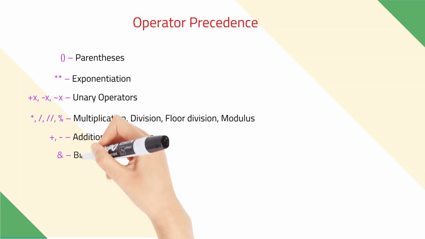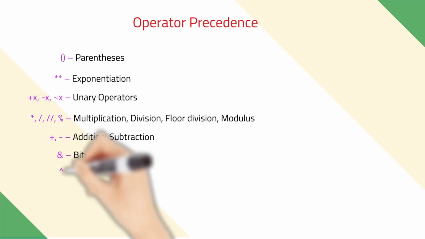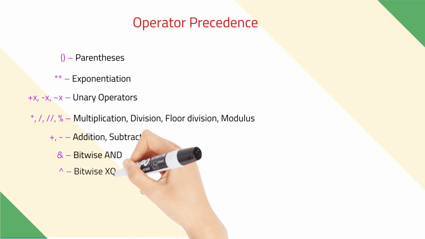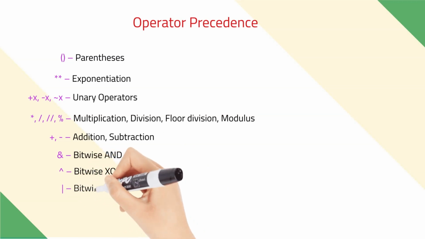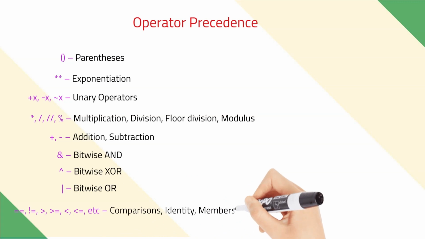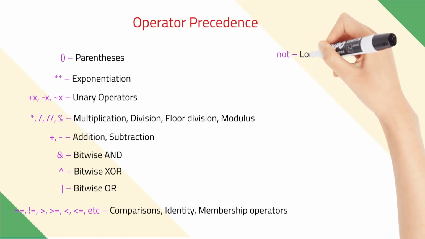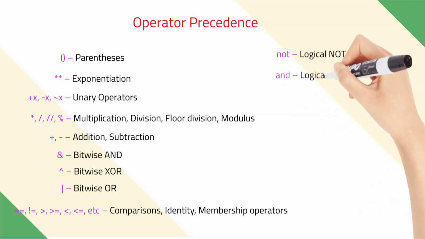From 6 till 8 we have bitwise operators, including bitwise AND, bitwise XOR, and bitwise OR. Next we have comparison operators, identity and membership operators. All three have the same precedence. From 10 till 12 we have logical operators, including logical NOT, logical AND, and logical OR.